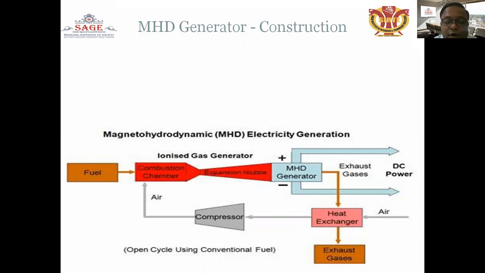It goes to the compressor side, and the air is used for the combustion chamber. Atmospheric air is used in the combustion chamber for proper combustion of the fuel. The exhaust gases coming from the heat exchanger side escape to the atmosphere. So this is called the open cycle using conventional fuel.